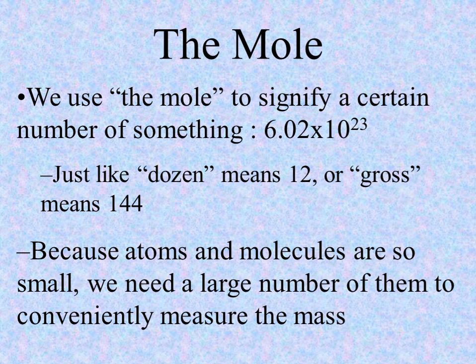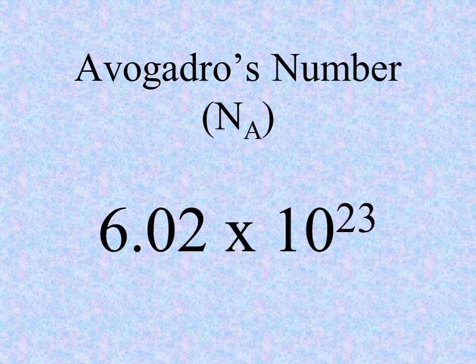A mole of something refers to 6.02 times 10 to the 23rd power of that item. And in scientific notation, that number doesn't look too formidable, but when you write it out in long notation, 602 and 21 zeros after it, it is an extremely large number. This number, 6.02 times 10 to the 23rd power, is known as Avogadro's number, named after Amedeo Avogadro, the Italian physicist responsible for deriving this number.